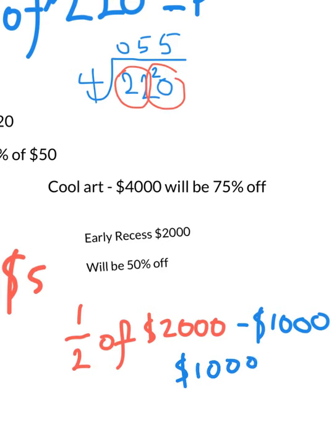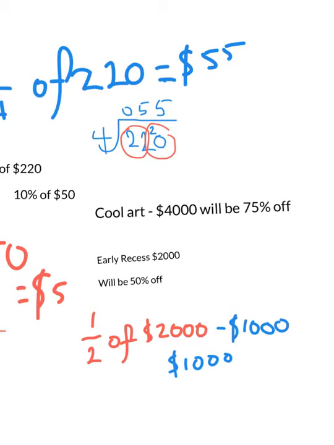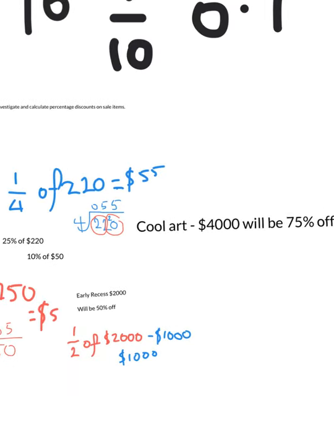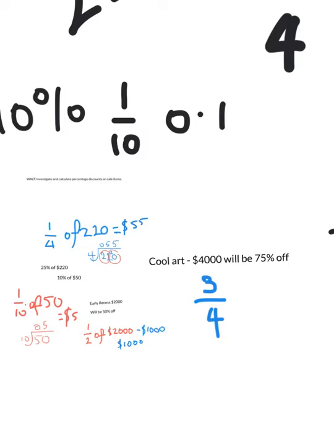Now, every single fraction will be able to be used, and I've actually put a different spin on this last question before we get into some questions for yourselves. Cool Art next week is currently $4,000, but it's going to be 75% off. So 75% as a fraction is 3/4. Okay, we've done a lot of fractional equivalents, and 3/4 is the same as 75%, or 0.75.